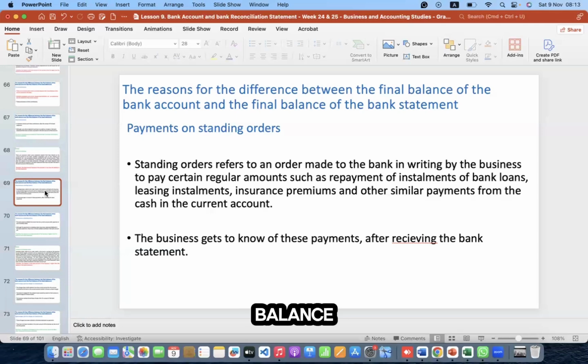The bank statement balance is lower than the bank account balance. But ideally, what you should do is record it in the bank account and bring the balances to the same or a similar level. Did you understand, Anushka?